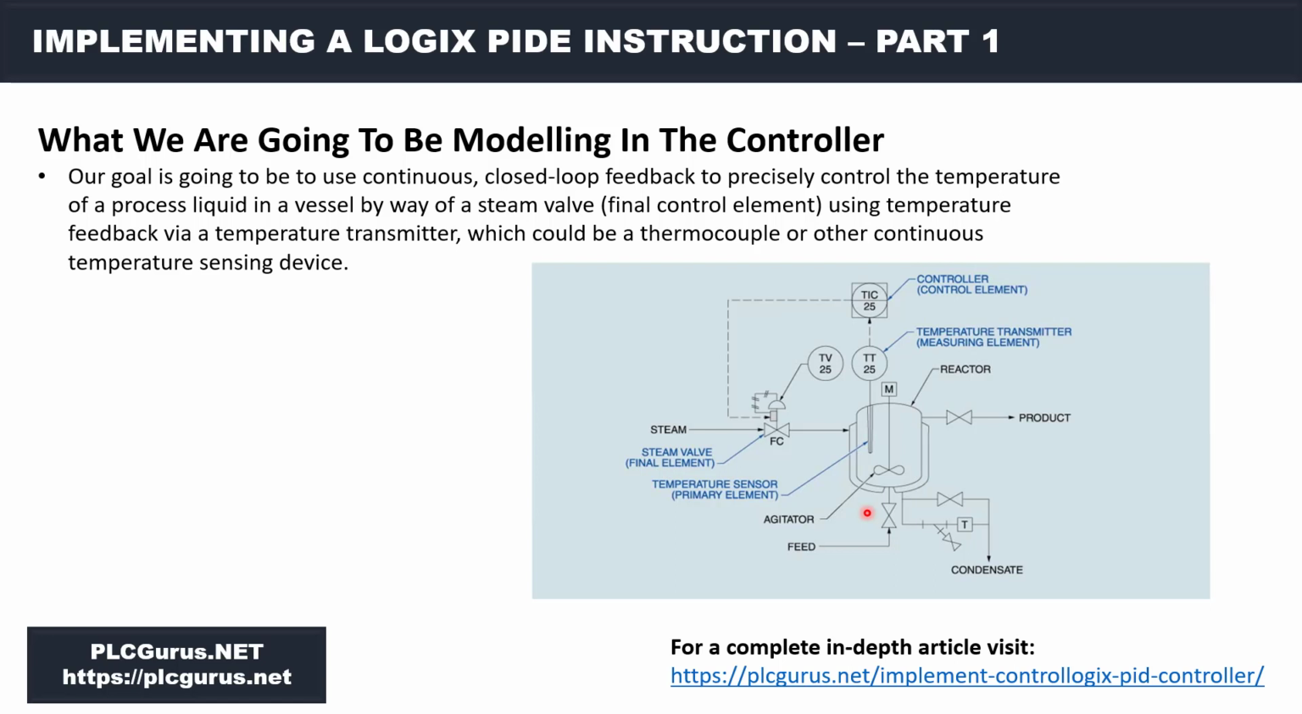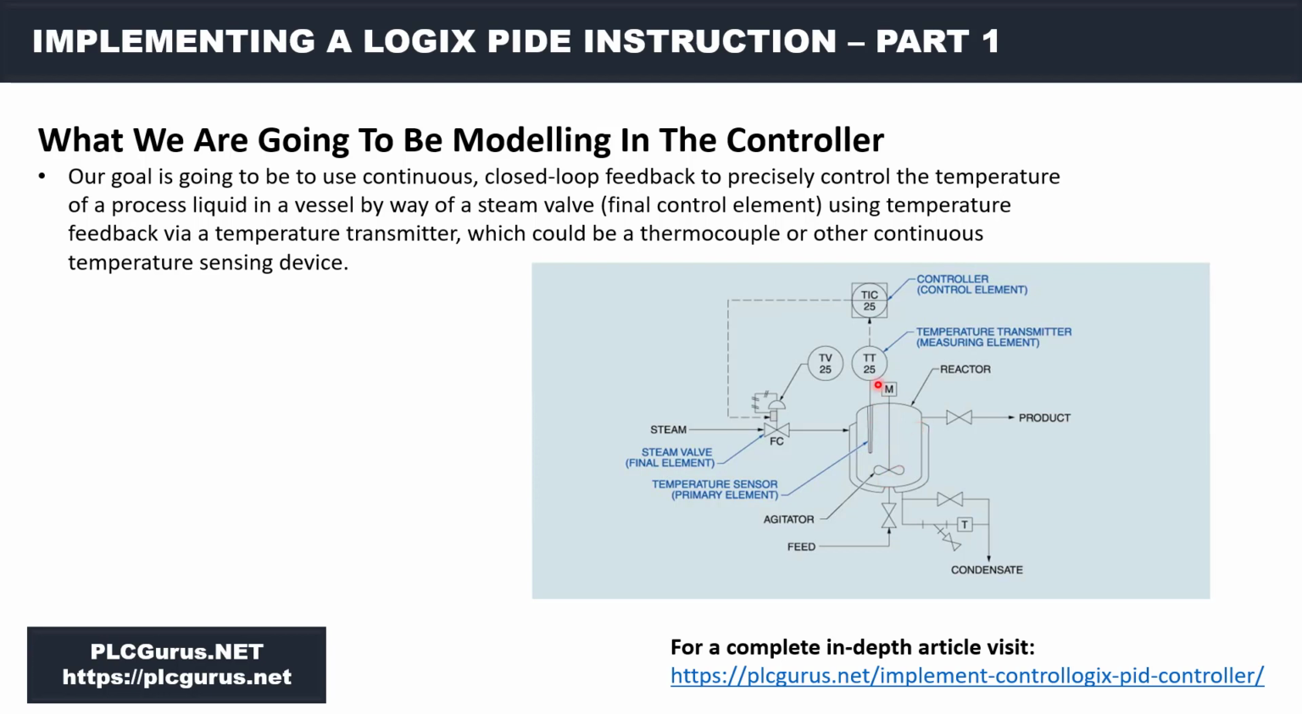So our goal is going to be to use continuous closed loop feedback to precisely control the temperature of a processed liquid in a vessel by way of a steam valve. So here's our vessel, okay, and it has some processed liquid. Don't worry too much about the motor. I found this image online, so it's closely resembling what we want to do. So we have a processed vessel. We're going to ignore the agitator motor here.